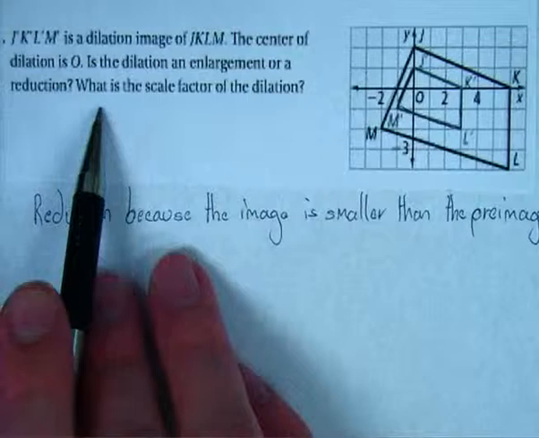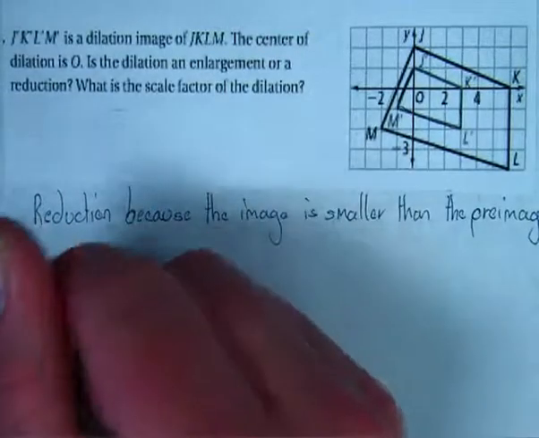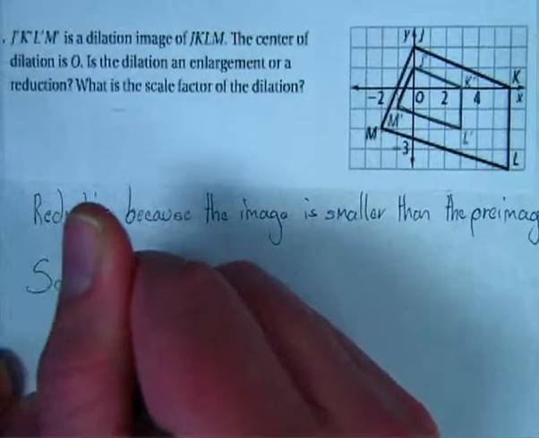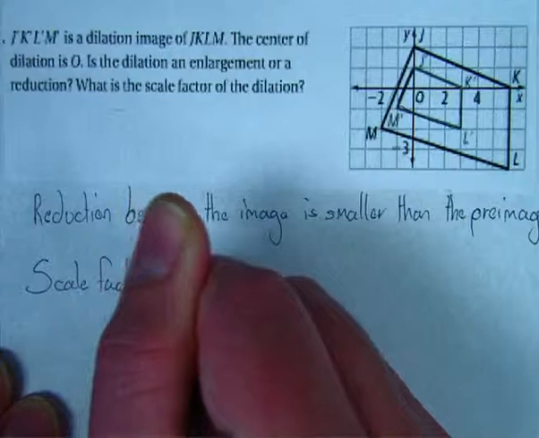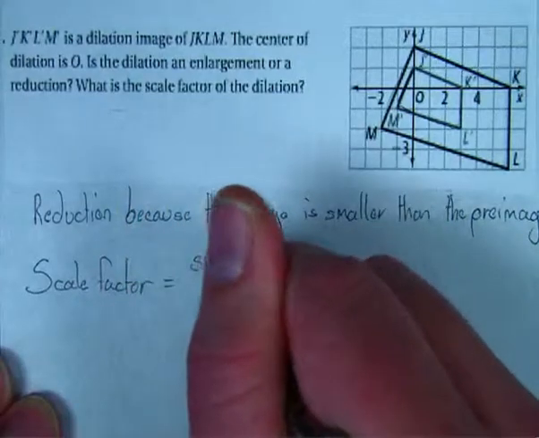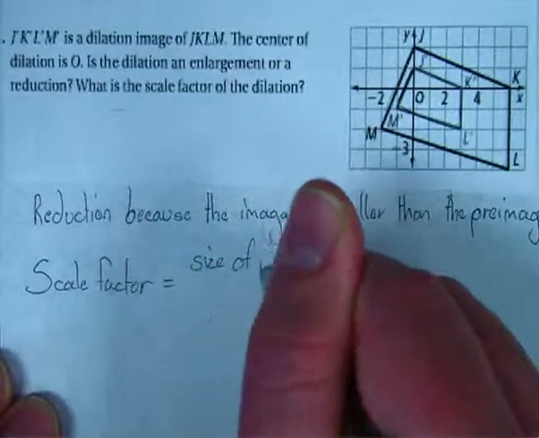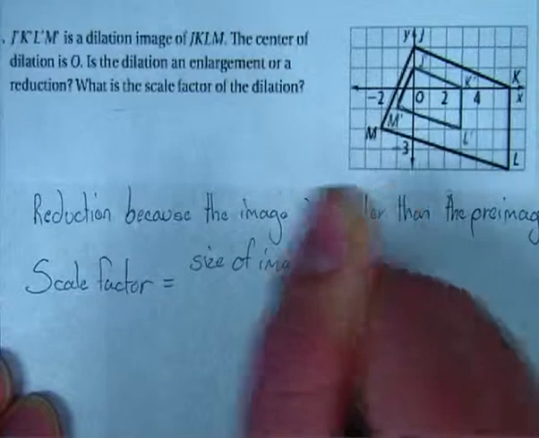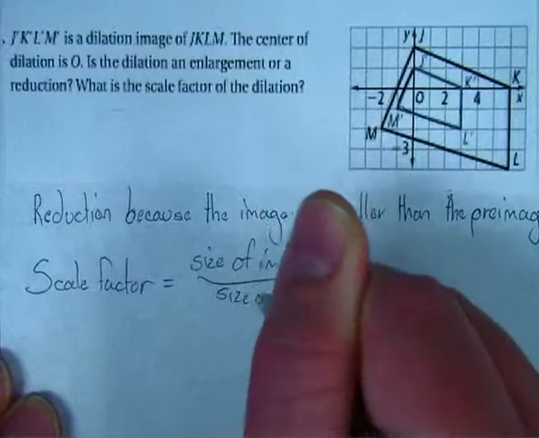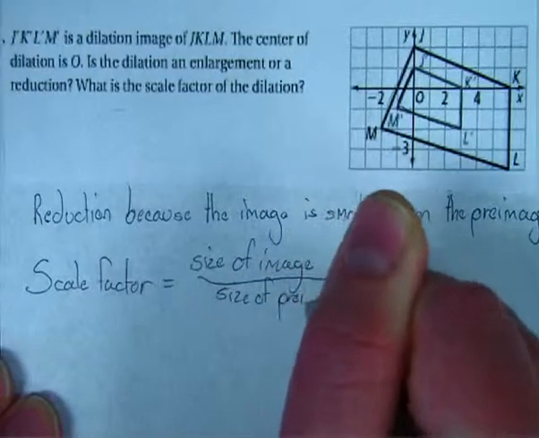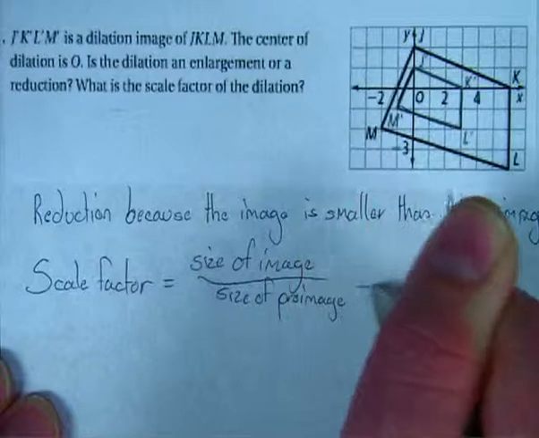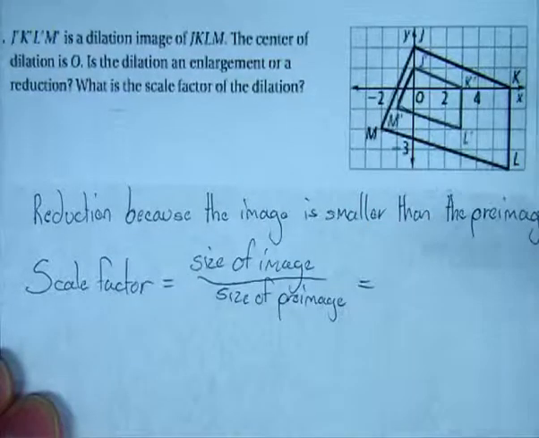So the second part is, what is the scale factor of the dilation? So if you'll remember, scale factor we can find by taking the size of the image divided by the size of the pre-image. So all we have to do now is determine the size of something on here.